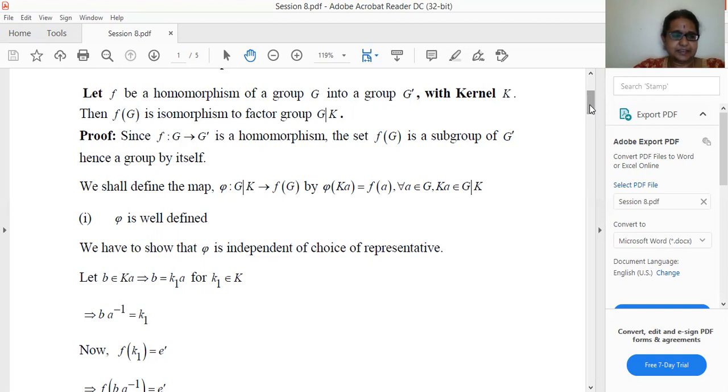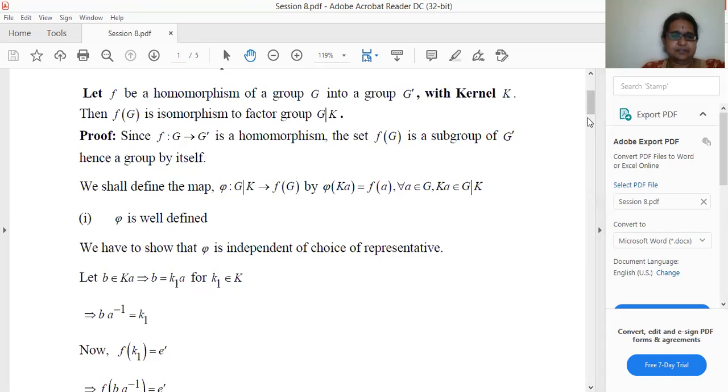So B is equal to K1 A. Then we can post multiply by A inverse on both sides. Then we get B A inverse is equal to K1 A A inverse. A A inverse will be E, and K1 into E is equal to K1. So we have got B A inverse is equal to K1.